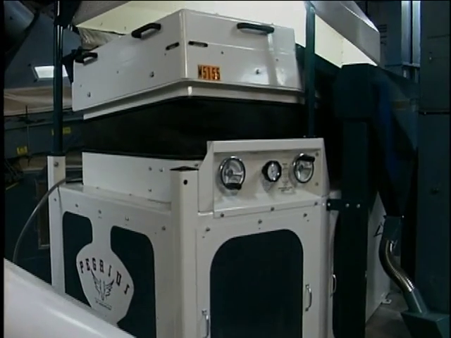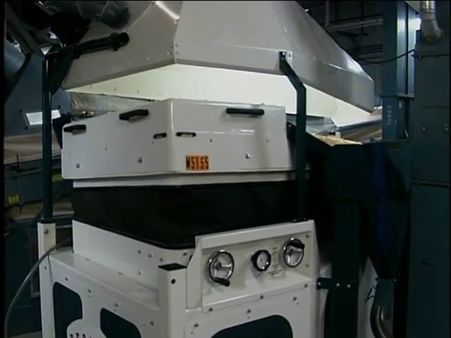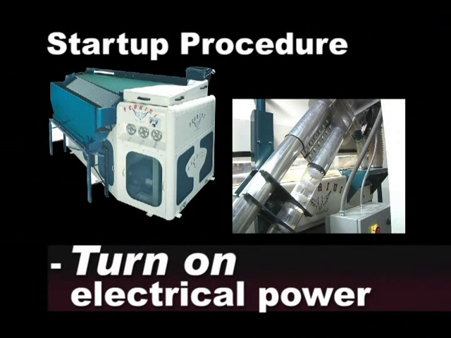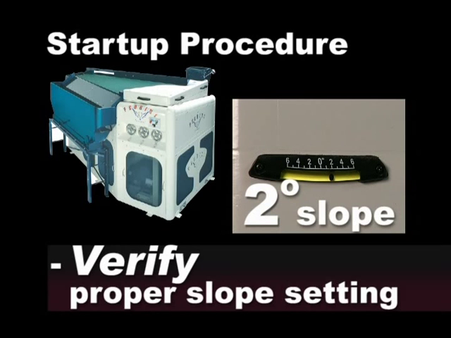When beginning a new run on the Pegasus, we recommend the following startup procedure. First, turn on electrical power to the gravity table's fan, eccentric drive, as well as the dust control system and rerun conveyor, if installed. Verify that the end slope is at the proper setting before starting the material flow. For a product such as corn, we have found that a 2-degree slope will generally produce satisfactory results.